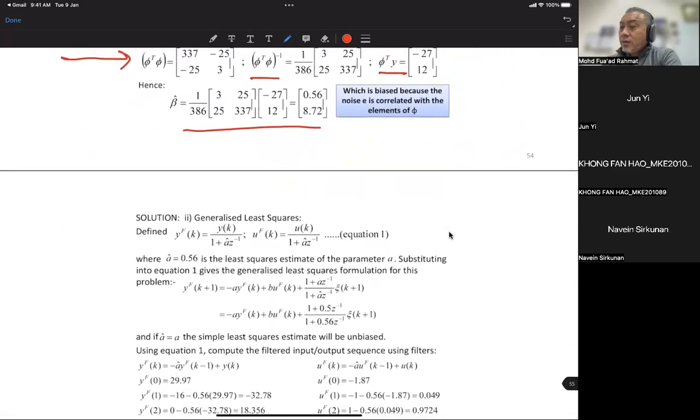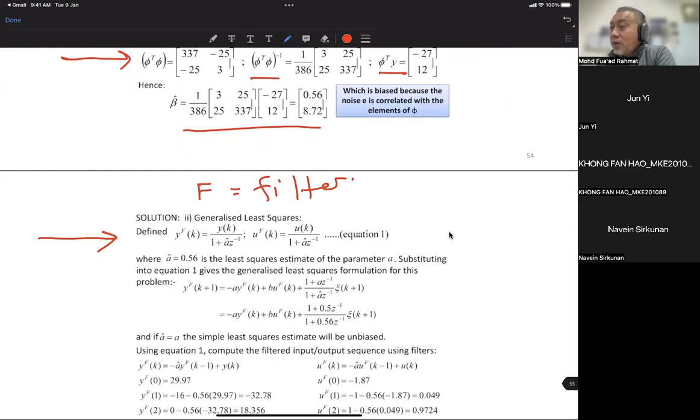So we define the filtering, the generalized least square, which is YF. Now you have to put F. F stands for filter. So YF is equal to YK over 1 plus A Z minus 1, and UF is UK over 1 plus A Z minus 1.